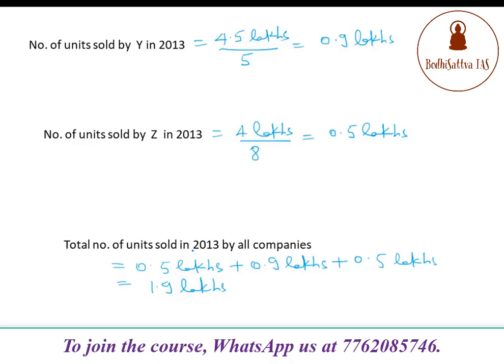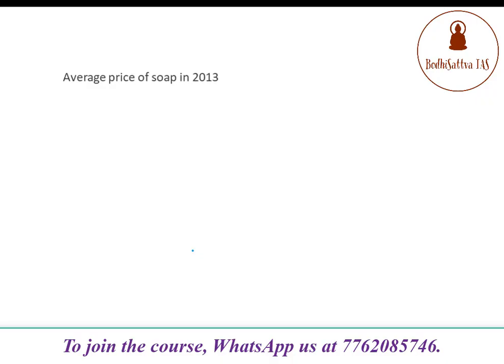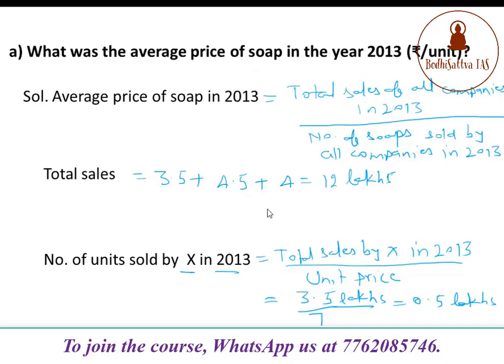Now we have to find out the average price of soap in 2013. As we have written the formula, it will be total sales done by all the companies. So if we see, total sales was 12 lakhs.